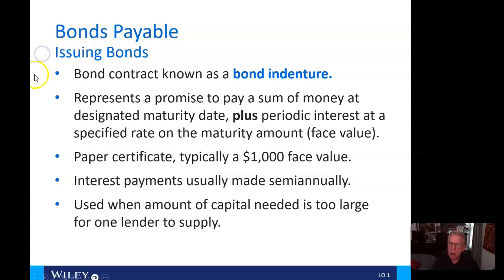Now, as we look at issuing these bonds, a bond contract is known as a bond indenture. Key terminology here. It represents a promise to pay a sum of money at a designated maturity date, plus periodic interest at a specified rate on the maturity amount, the face value. Face value is that which is written on the bond. You get a paper certificate, typically for $1,000 face value. And then the interest payments are usually made semi-annually. Sometimes for this chapter, you will see that they make annual payments just to keep it simple to illustrate the concept. But interest payments are usually made semi-annually. And then these bonds are used when the amount of capital needed is too large for one lender to supply.